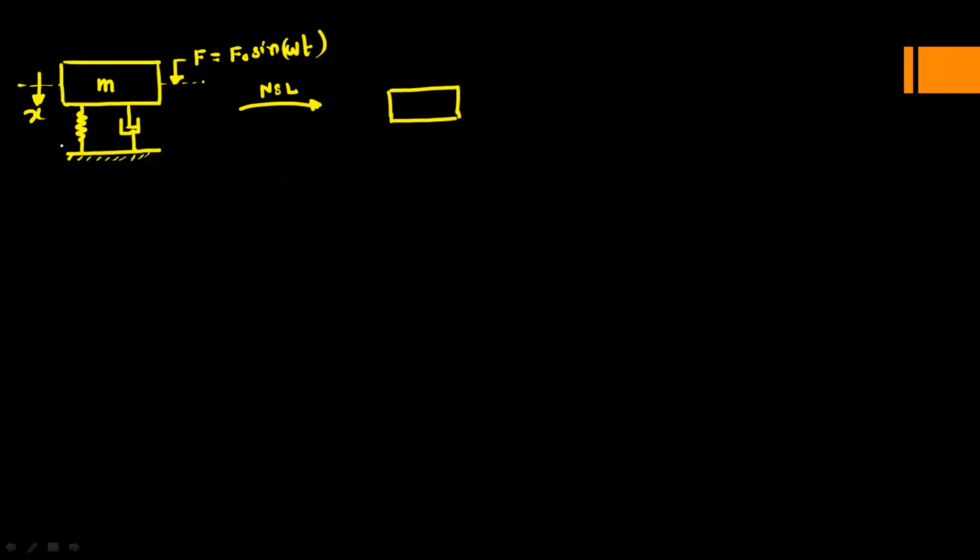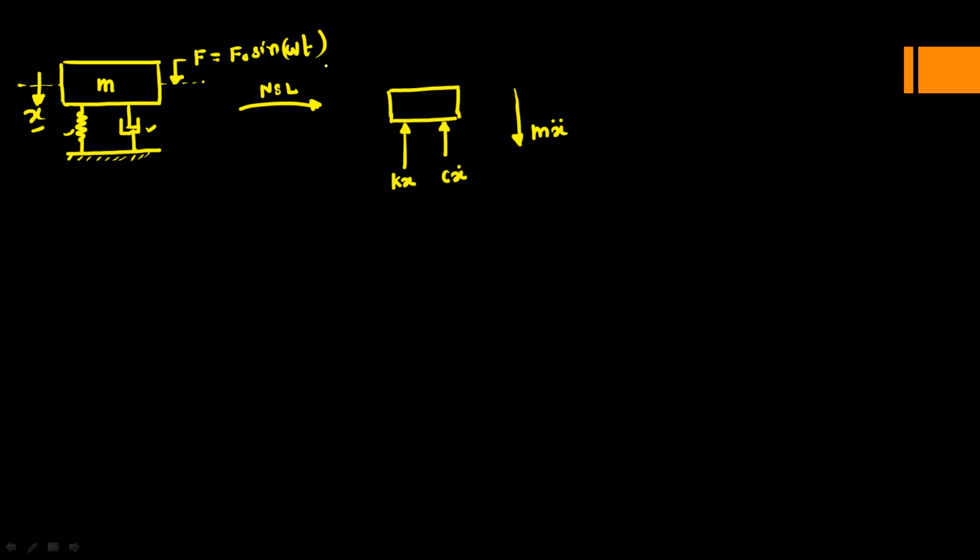So as the displacement x is in the downward direction, its inertia force, which is m x double dot, will be in the same direction as the displacement x. The spring force and the damper force are in the opposite direction to the displacement. So this is the first vector, which is the spring force, which is kx, in the opposite direction to the displacement. And similarly, the damping force, which is c x dot, is also in the opposite direction.